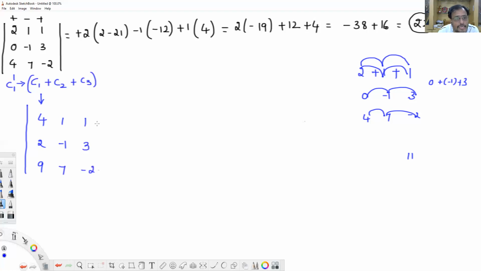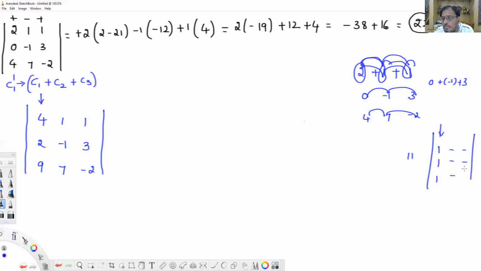So what did I do here? This is C1 plus C2 plus C3. Whatever result you get, I have written in column 1. Remember, the second column and third column are the same. This is the result I have written. Okay. Now, after performing this operation, once again I'll expand. We'll see whether there is any change in the answer or not.